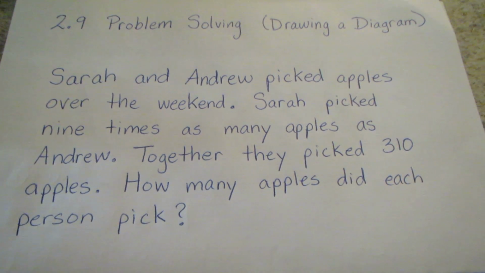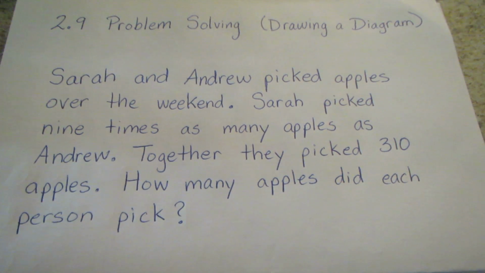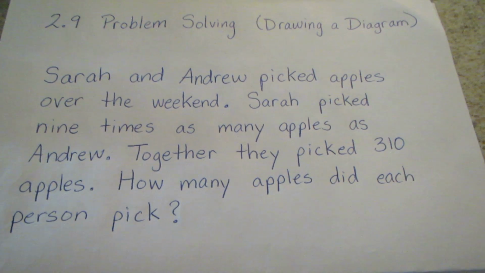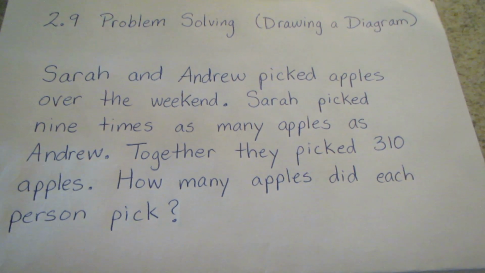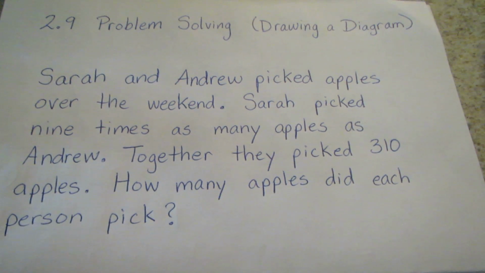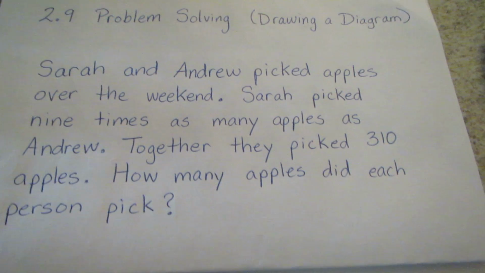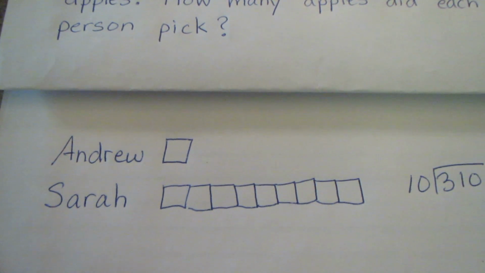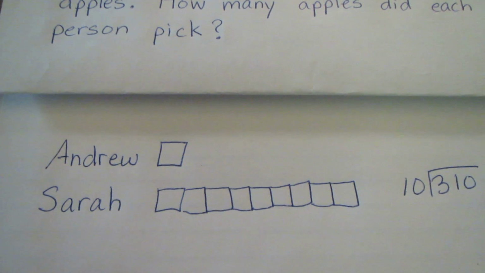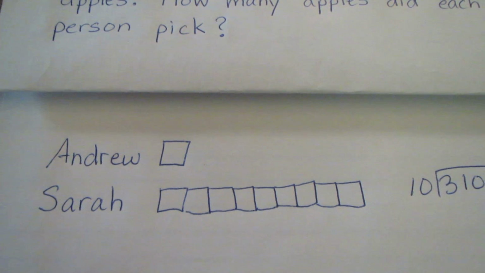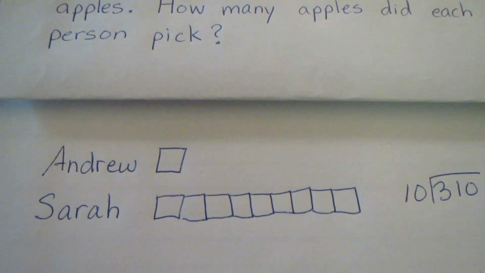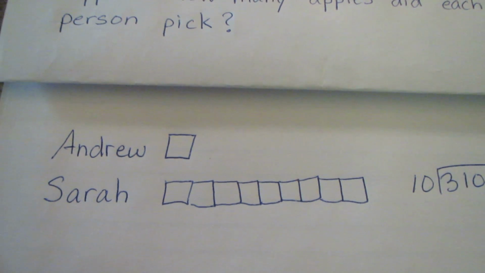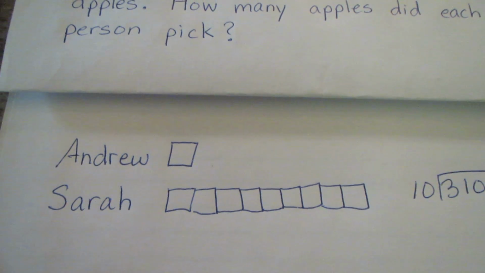My bar model needs to have one box for the number of apples that Andrew picked. And next we'll need to write Sarah's name down and draw 9 times as many boxes to show the number of apples she picked. If you look at our diagram, you'll see that Andrew has one box to represent the number of apples he picked. Sarah has 9 boxes next to her name because she picked 9 times as many apples as Andrew.